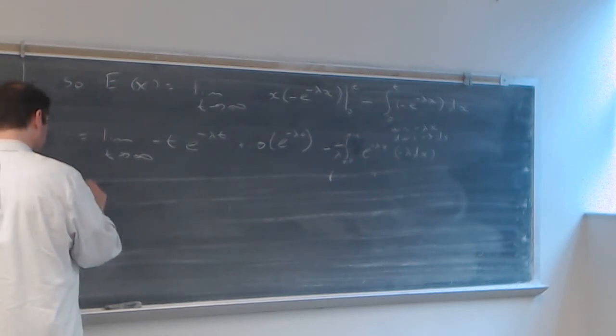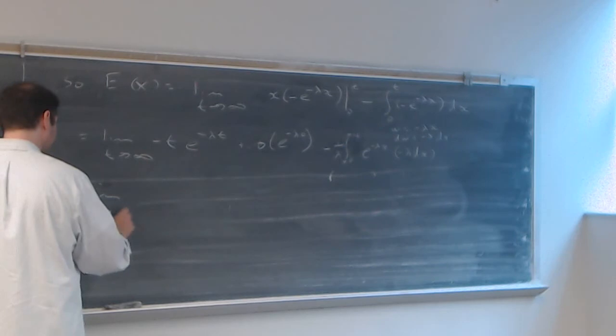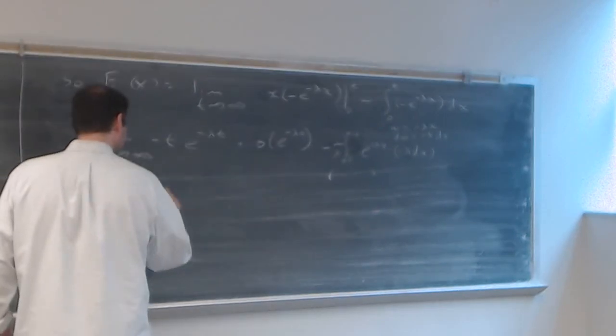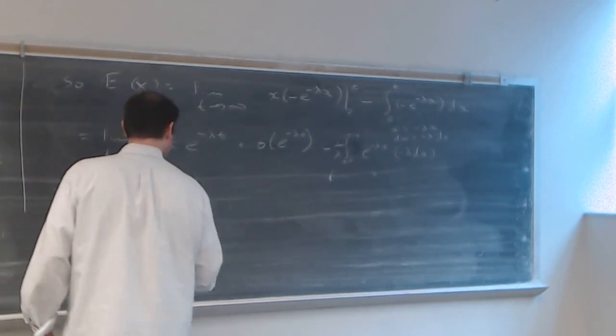Now, here, this is equal to the limit as t goes to infinity. Well, this part is minus t e to the minus lambda t.